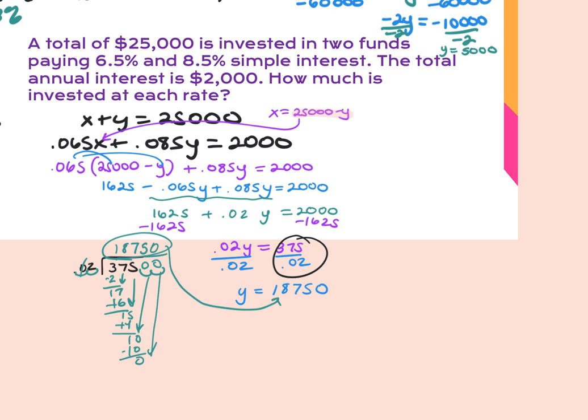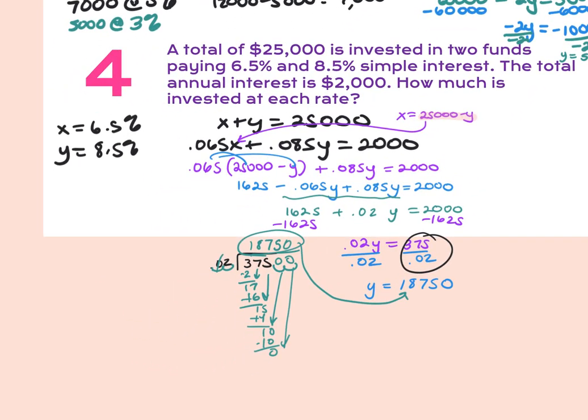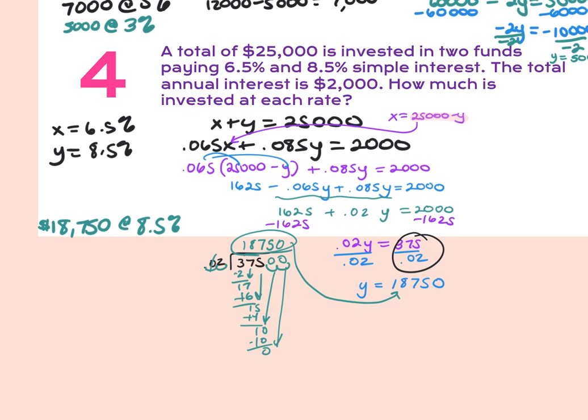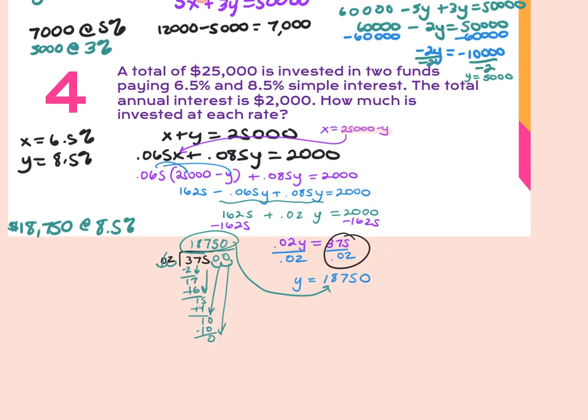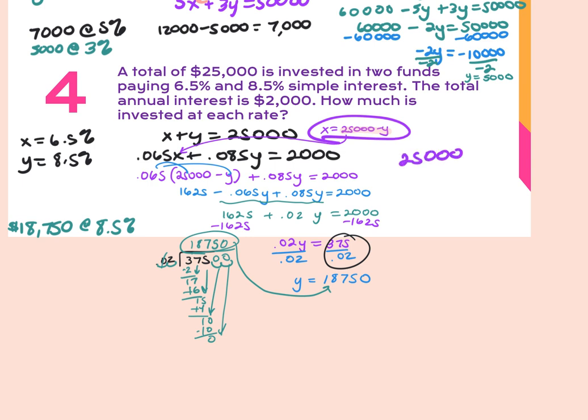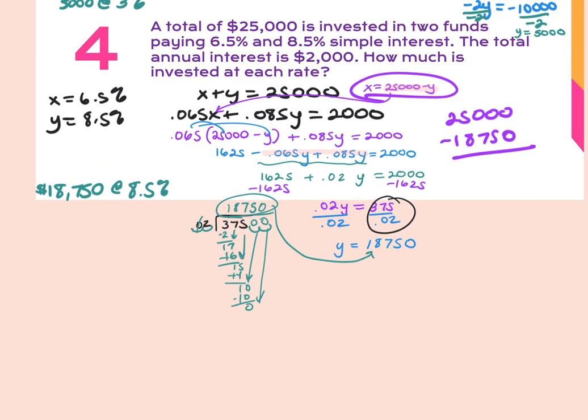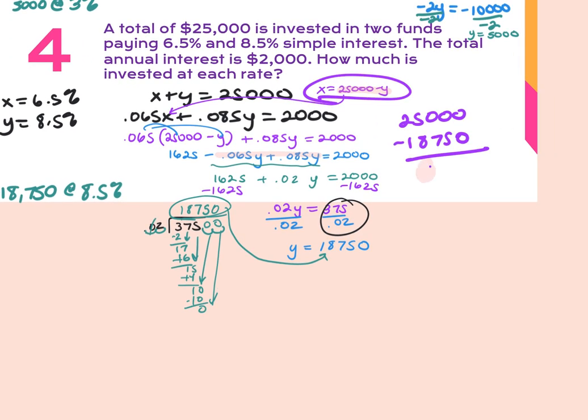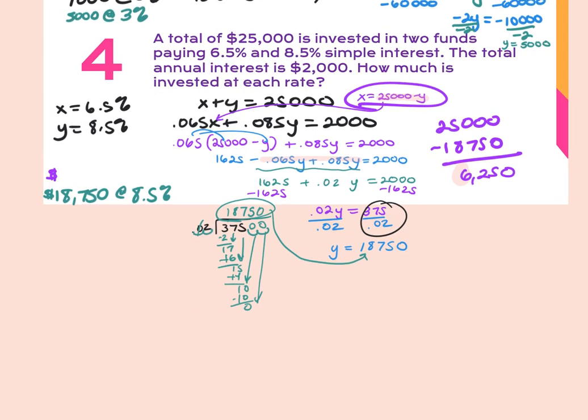So the amount that was Y was our 8.5%. So we invested $18,750 at 8.5%. So to find how much was invested at 6.5, I just subtract it from 25,000. Rodrigo, can you zoom in on the blue with the 2 Y? Okay, so then I get 25,000 minus 18,750, which is 6,250. And that's how much is invested at 6.5%.